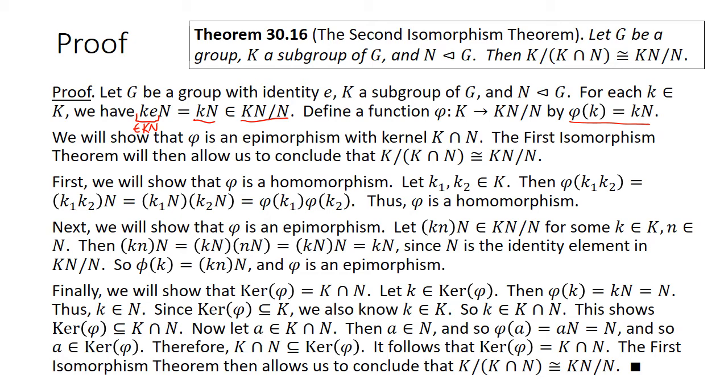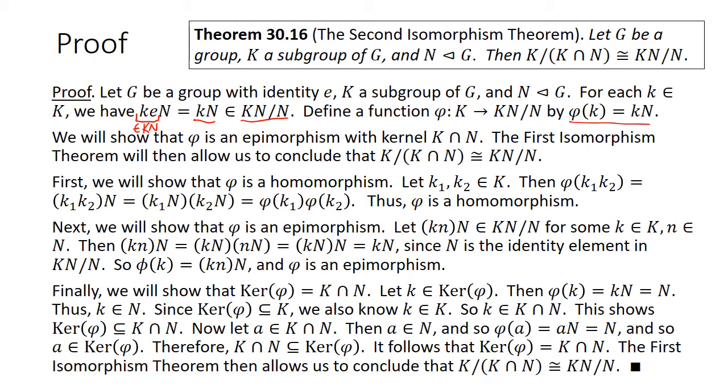Okay, so all we really have to do is show that this is a homomorphism, or sorry, an epimorphism. So first we'll show that phi is a homomorphism. So we're going to show that it preserves the group operation. So let K1 and K2 be elements of K.